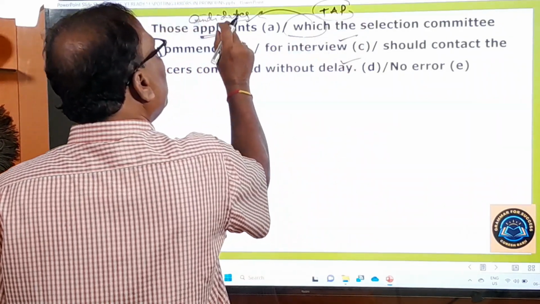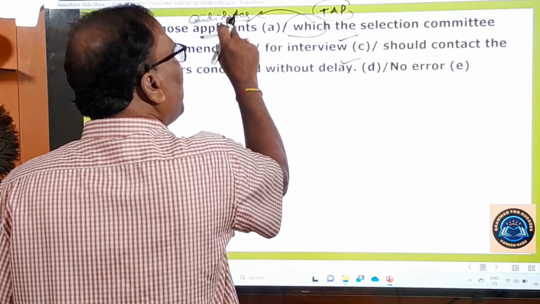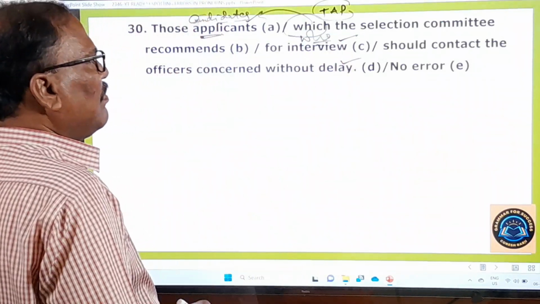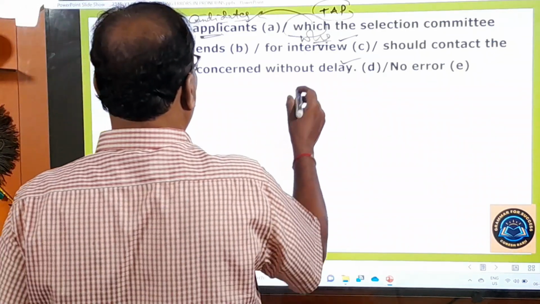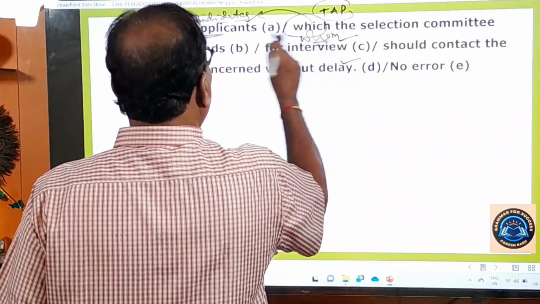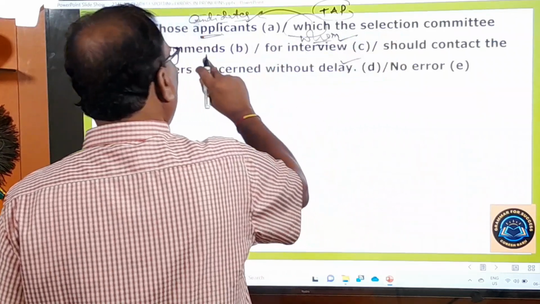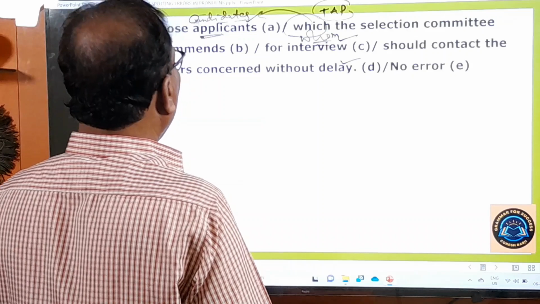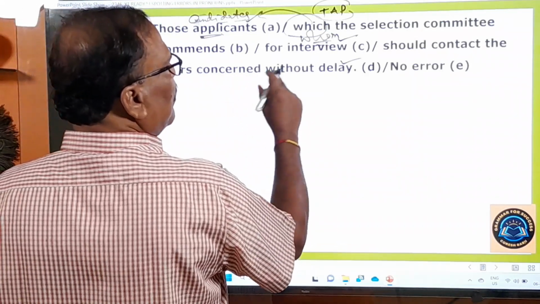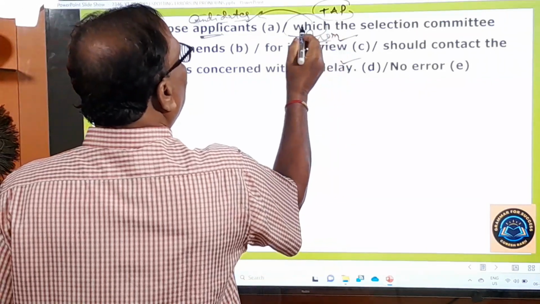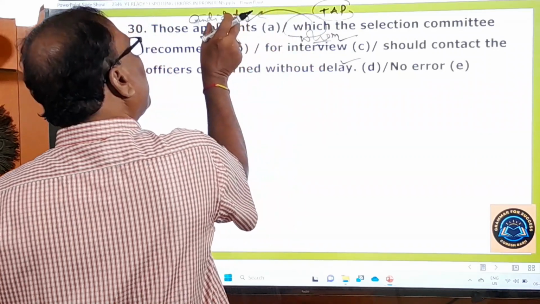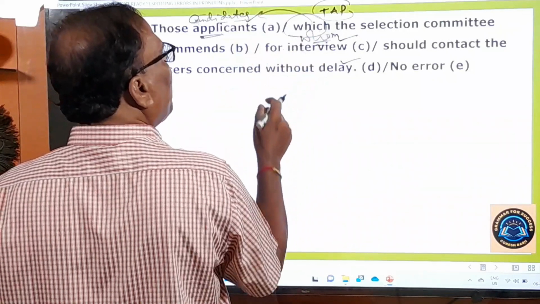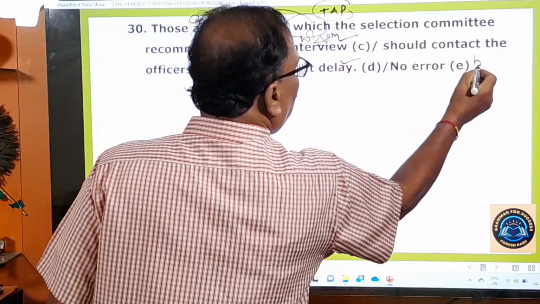But here applicants means candidates. Candidates means persons. For persons which is not used, what should we use? Who? Sorry, whom? Those applicants whom the selection committee recommends for interview. So here which is wrongly used to refer to the candidates; whom should have been used for that. That is why this B part is a mistake.